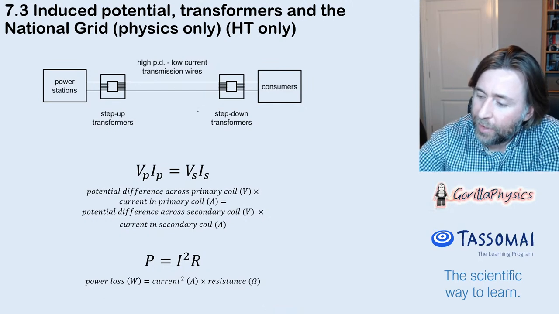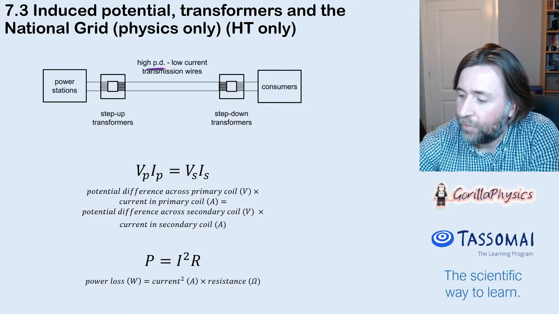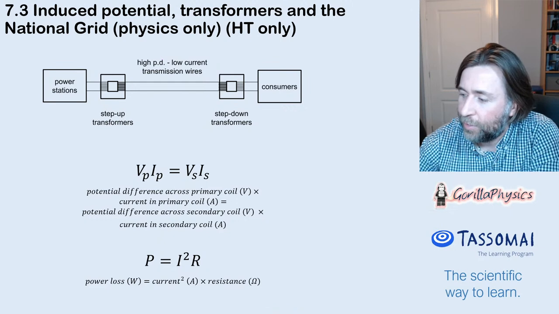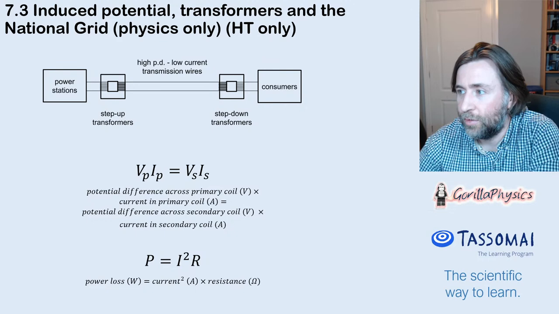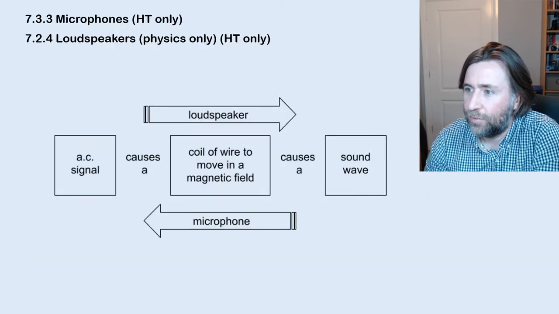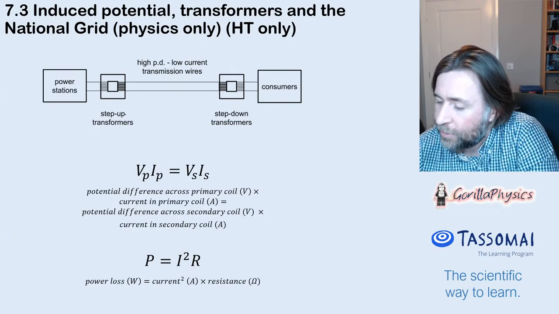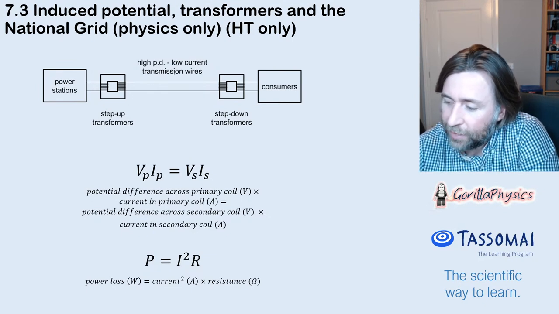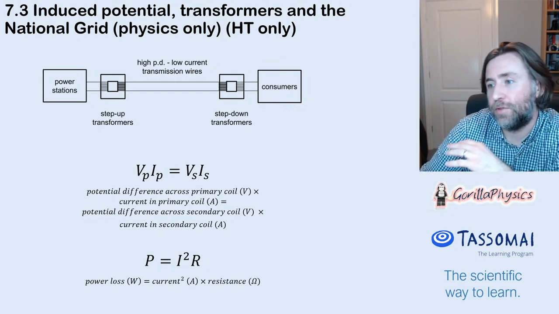So the way that we get high efficiency in our transmission wires is that we run them at very high voltages, very high PDs and very low currents. And we can explain that by talking about our use of step up and step down transformers and what they do to the voltages, because what transformers do is they transform voltages. I'll come back to that. Okay. So step up transformers increase the potential difference in the national grid. Because they increase the potential difference, they also reduce the current.